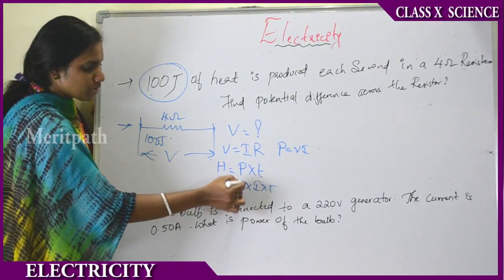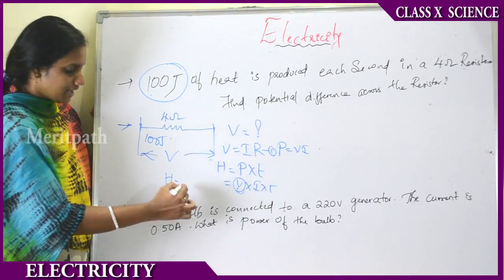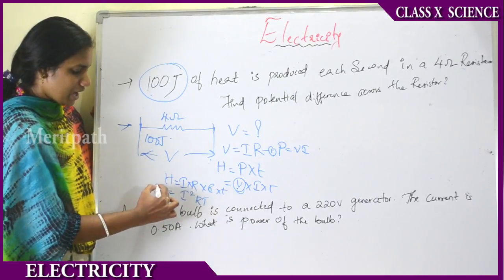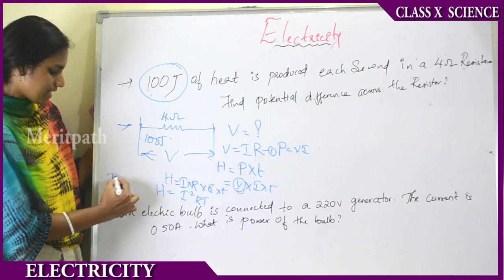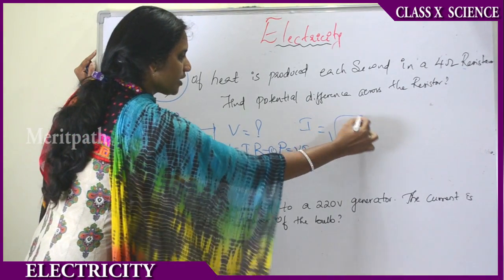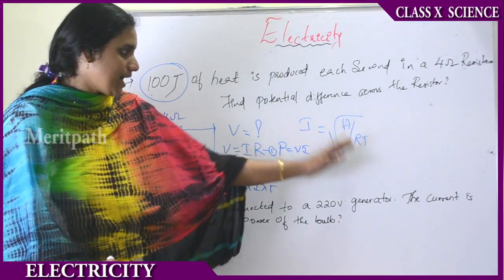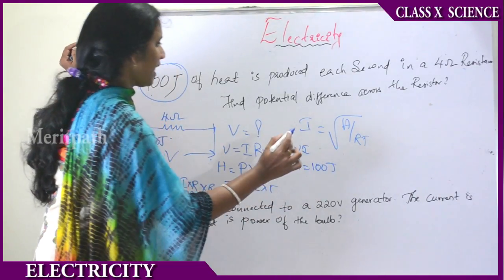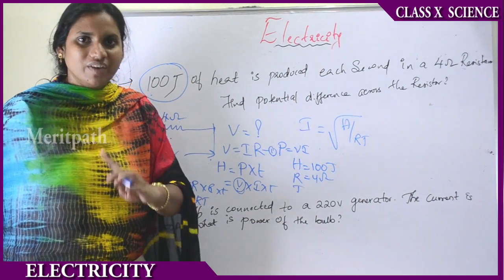And now we will be substituting for V as IR, from the first equation, that is H equals, in the place of V we will be giving IR, then I into R into I into T. Here we will be getting I square RT equals H. From this we will be finding the amount of current drawn from the circuit, that is I square equals H by RT, right? Therefore I equals root of H by RT. So here we are getting the formula for current, that is I equals root H by RT, and H is given as 100 joules, the amount of heat dissipated, taken as each second. Each second means per second, that is t equals 1 second.